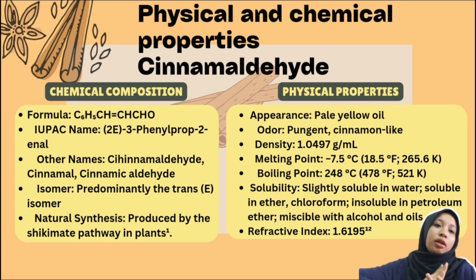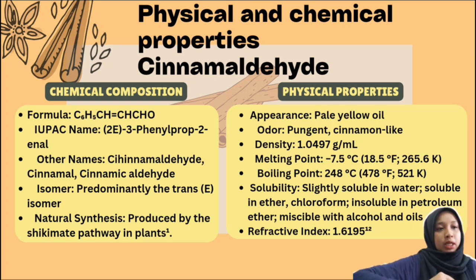My name is Nurin Masha Idina binti Muhammad Zabri. Let's talk about the physical and chemical properties of cinnamaldehyde. For the chemical composition, the formula is C6H5CH=CHCHO. The IUPAC name for cinnamaldehyde is (2E)-3-phenylprop-2-enal. The other names for cinnamaldehyde are cinnamic aldehyde and cinnamon aldehyde. The isomer is predominantly the trans-E isomer, and it is naturally synthesized by the shikimate pathway in plants.